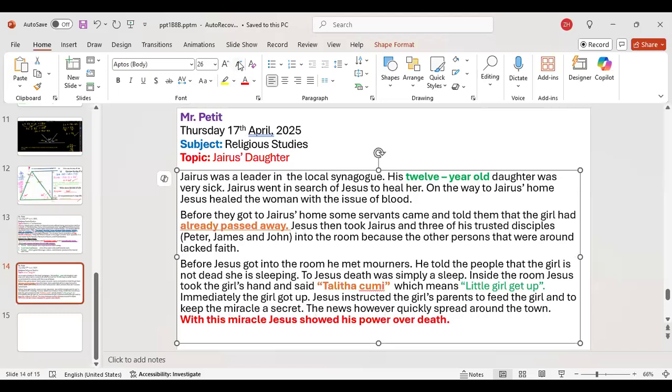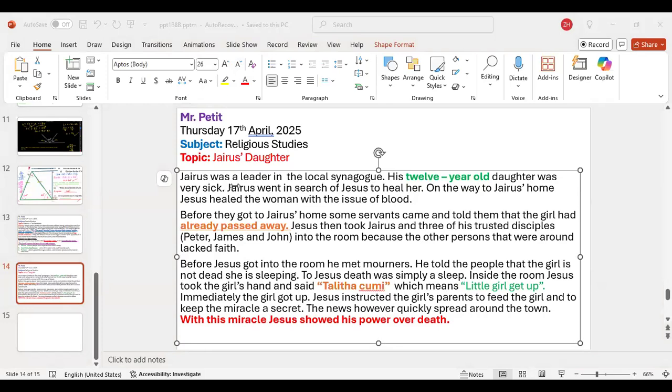With this miracle, Jesus showed his power over death. All right. Questions. Question number 1. Who was Jairus? A leader in the local synagogue. Very good.